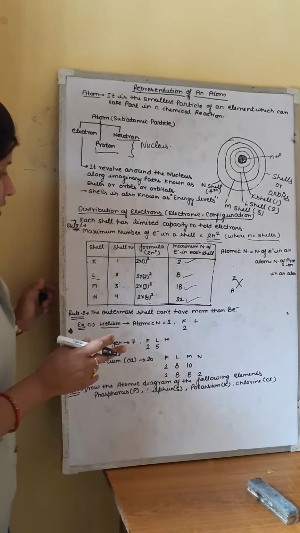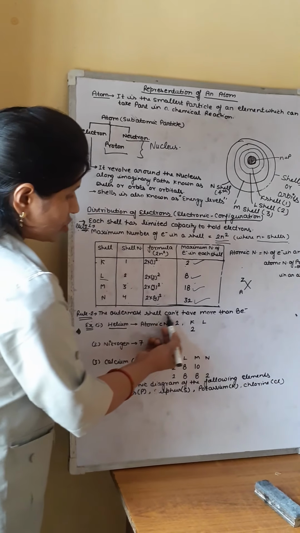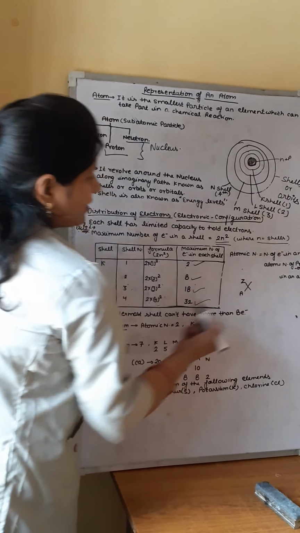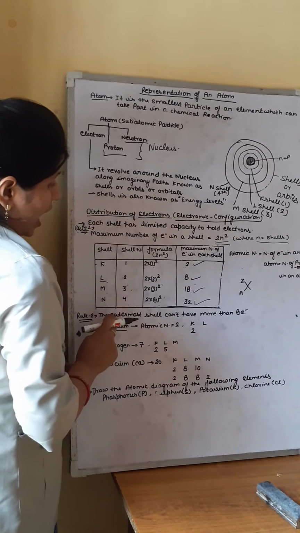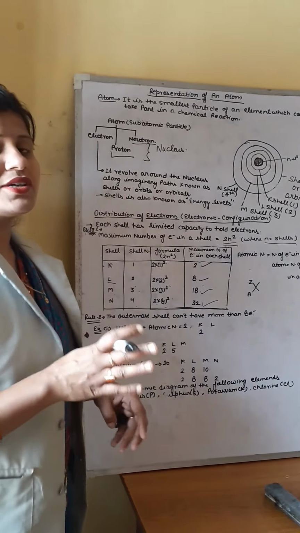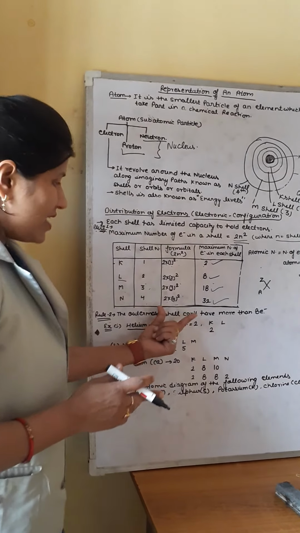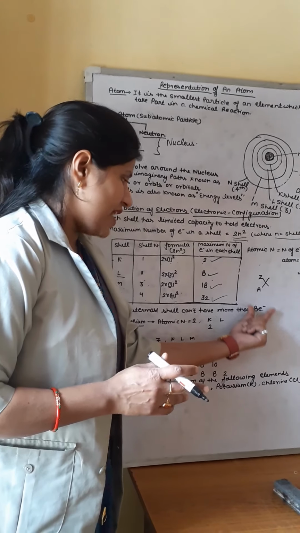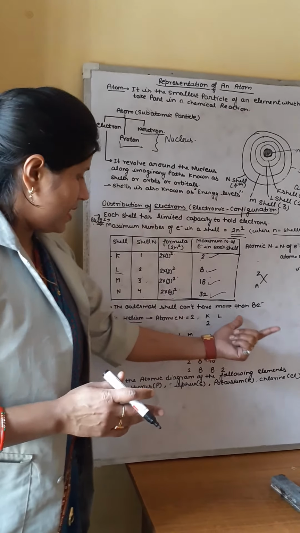Students, there is another rule. The outermost shell cannot have more than 8 electrons. That is the maximum number of electrons, and the outermost shell is also known as the valence shell. So the valence shell cannot have more than 8 electrons. We will discuss it by taking an example.